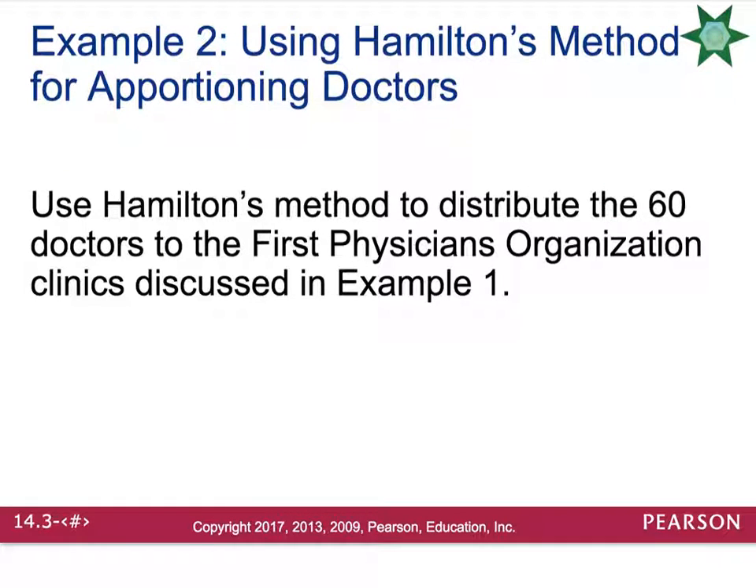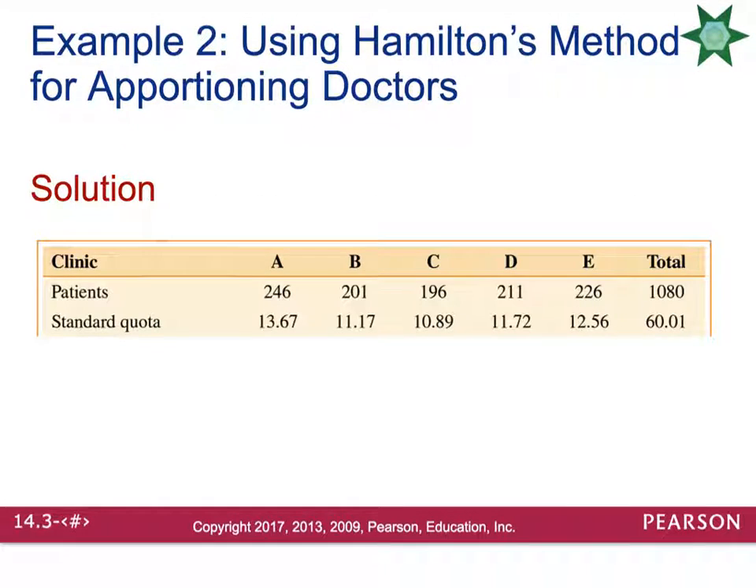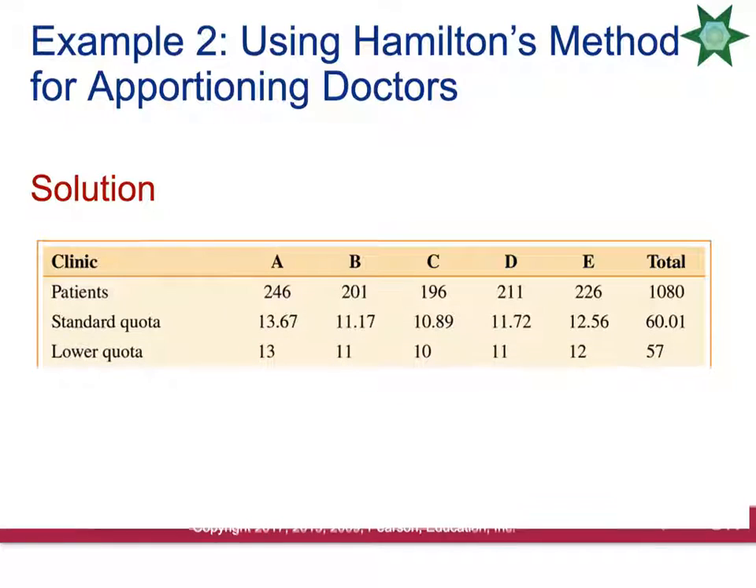So we're going to use Hamilton's method to distribute the 60 doctors to the First Physicians Organization that we talked about in example 1. Remember, we found the standard quota for each of the clinics. Hamilton believes that you should always round down. So initially Clinic A gets 13 doctors, Clinic B 11, C 10, D 11, E 12. Now notice he's only used 57 doctors here. He had 60 doctors, so he has 3 left over.